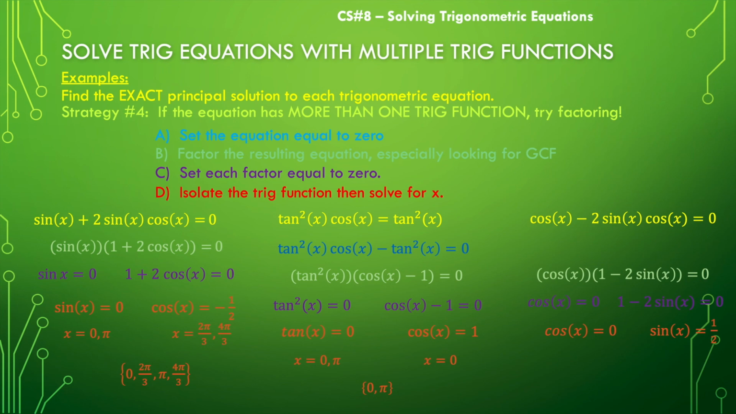Where is the cosine of x equal to 0? That will be where we have x coordinates of 0 on the unit circle, which will be at pi over 2 and 3 pi over 2. Which angles have a y coordinate of 1/2? And that should be pi over 6 and 5 pi over 6. And so that will take care of the solution set for this trig equation.